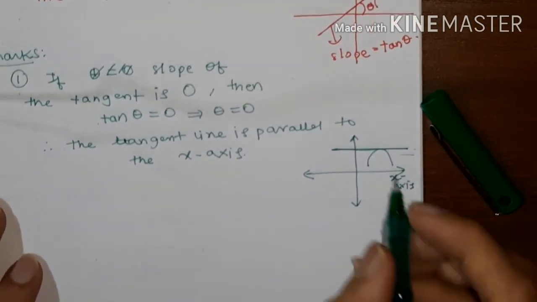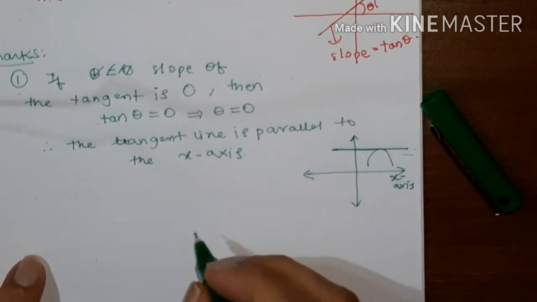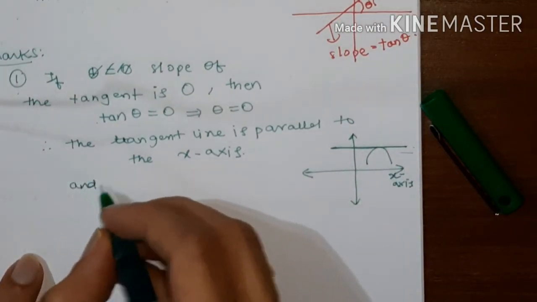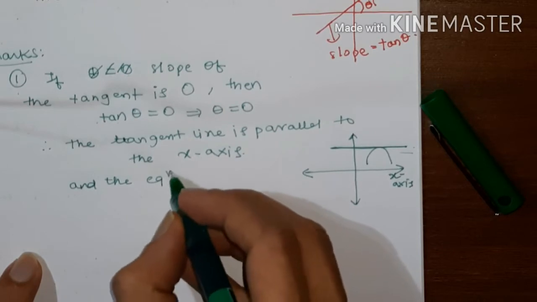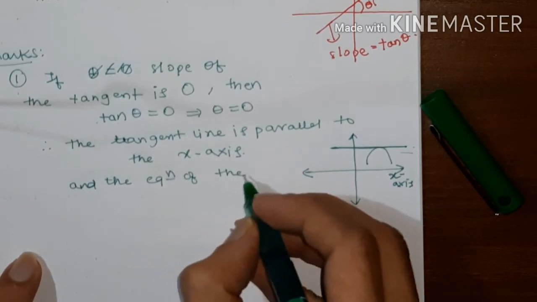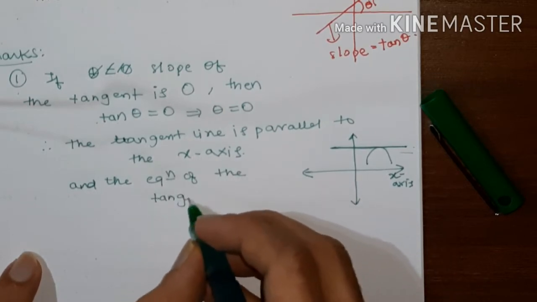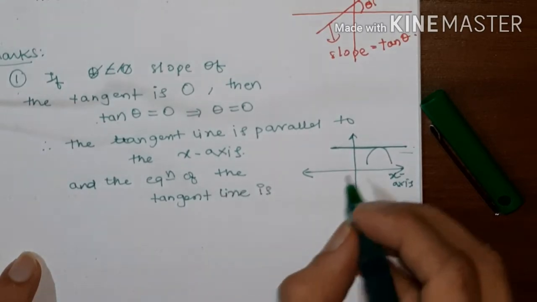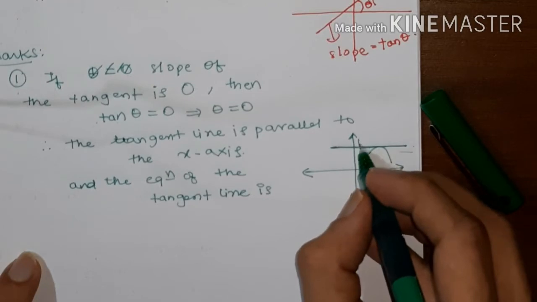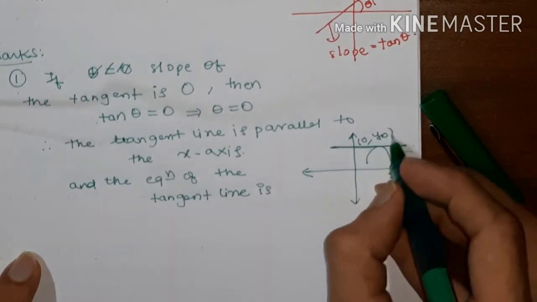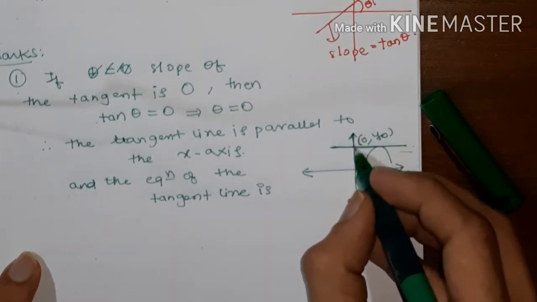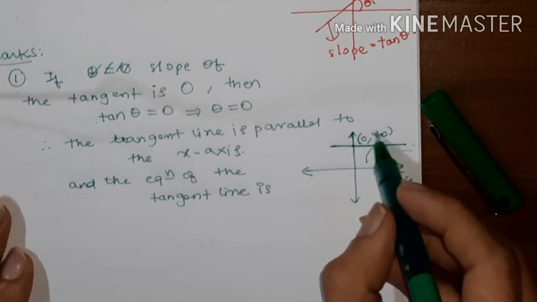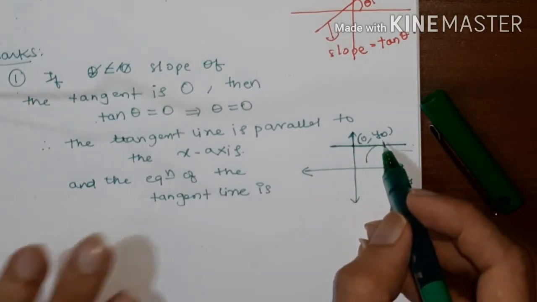Now what will be the equation of this line? The equation of the tangent line is, suppose this point is 0 comma y naught on the y-axis, since the points on the y-axis are of the form 0 comma y naught.